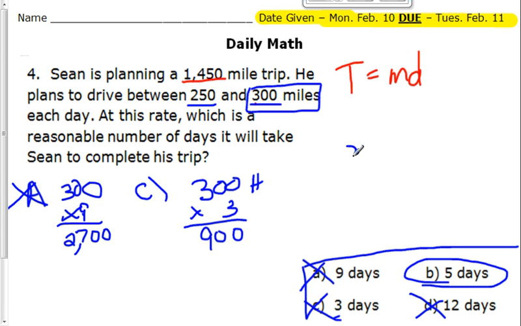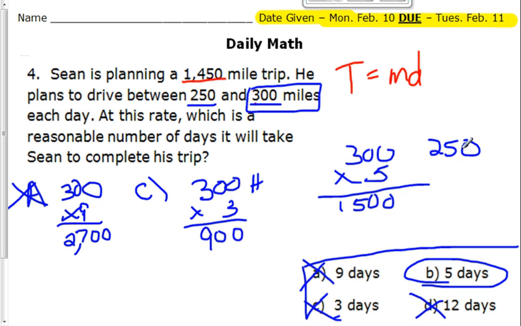So if I look at that, 300 times 5 days. 3 times 5 is 15. Good. It fits in between here. And the 250 times 5 will be the low, low, low end, as long as it fits in between here. 5 times 0 is 0. 5 times 5 is 25. Carry your 2. 5 times 2 is 10 plus 2 is 12.